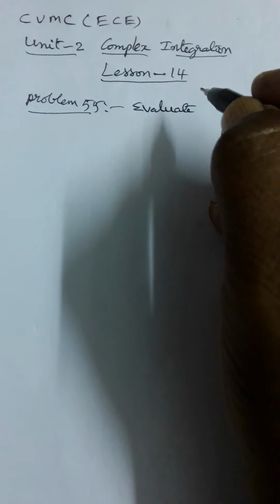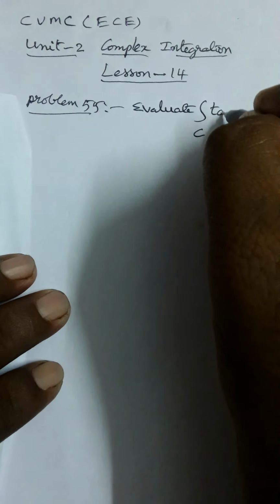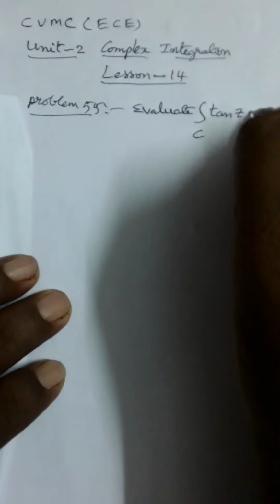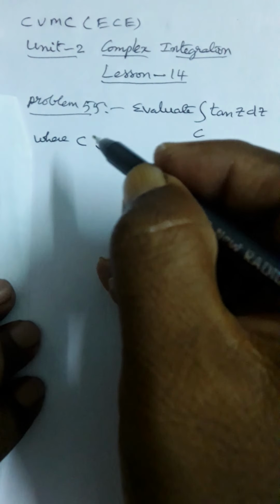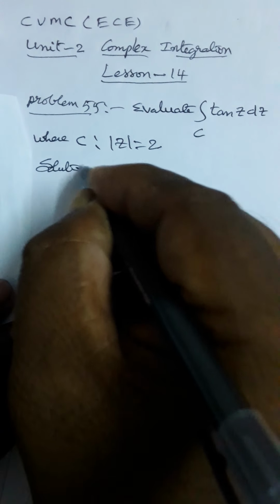Evaluate the integral over C of tan z dz, where C is such that mod z is equal to 2. Solution.